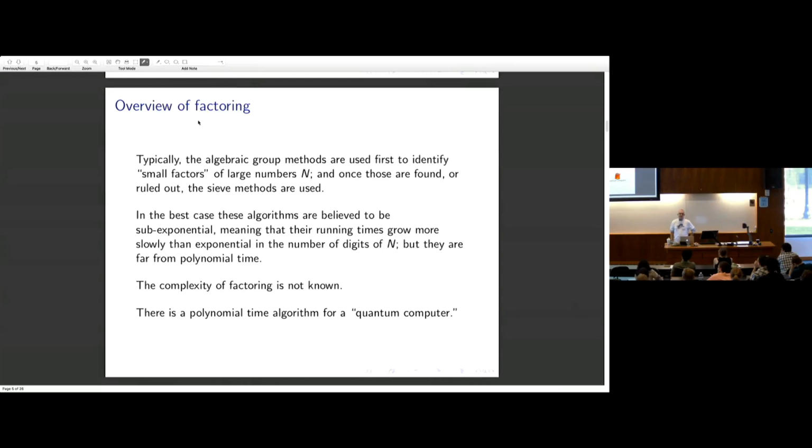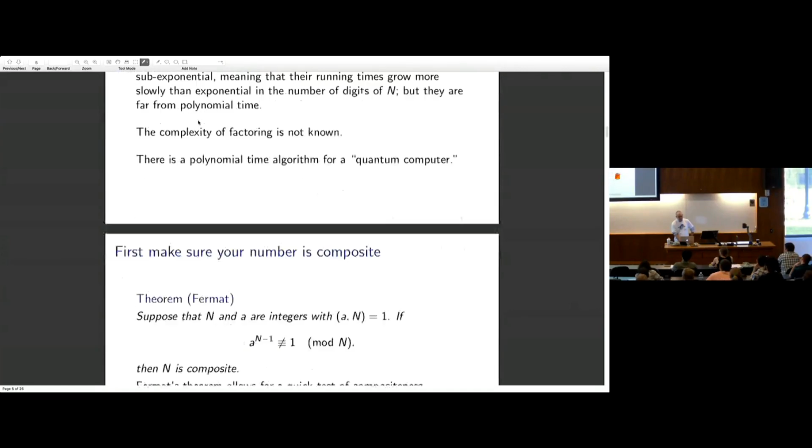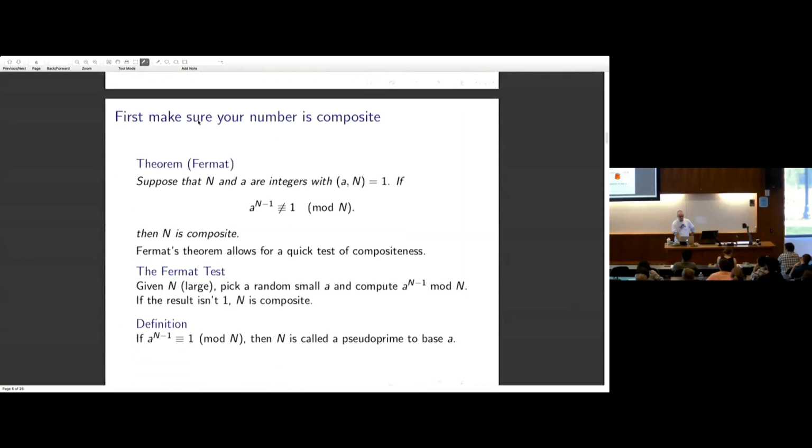The true complexity of factoring isn't known, and even the theorems in this field depend on a lot of unproven conjectures in analytic number theory. But there is a quantum algorithm, which is polynomial time, about which I know nothing.